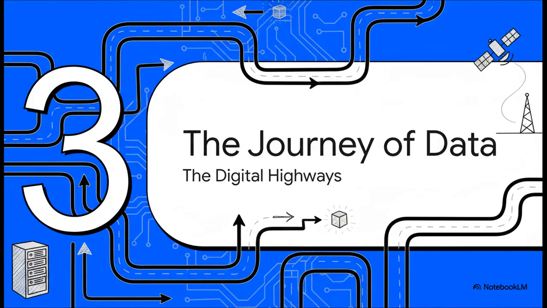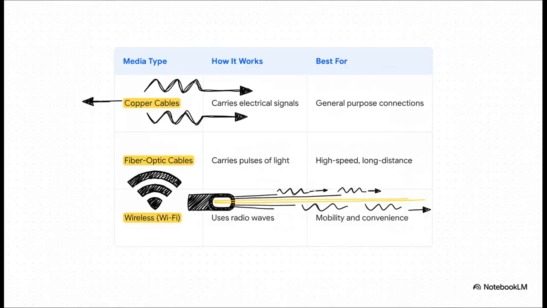All right, so we've got our players, we know who's sending the data and who's directing it, but how does that data actually travel? I mean, what are the physical roads it takes on this journey? Well, this whole journey happens on what you can think of as digital highways. We call them network media, and there are a few different kinds.